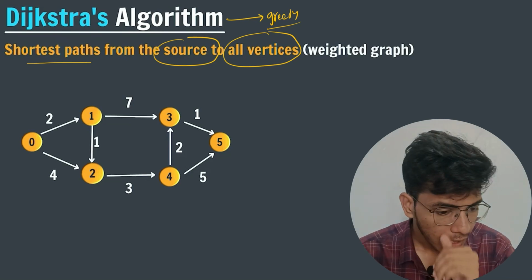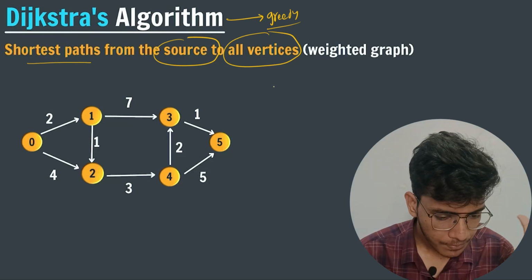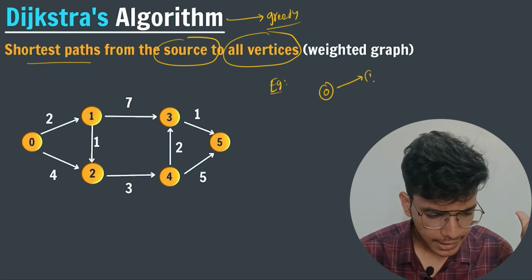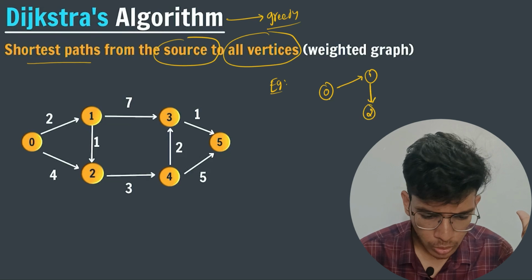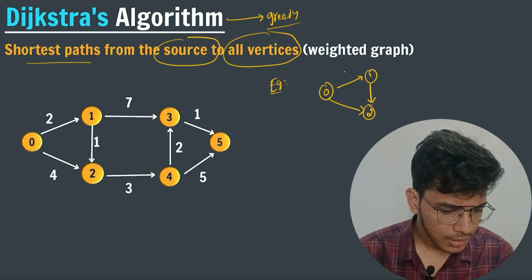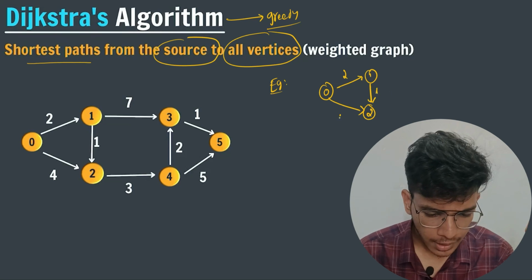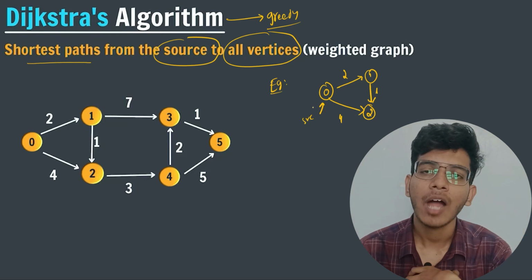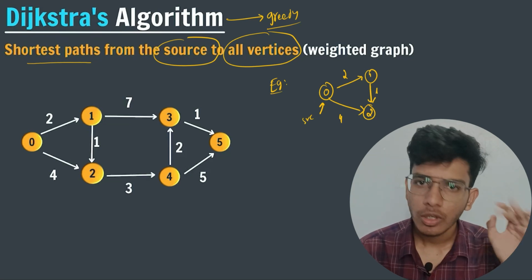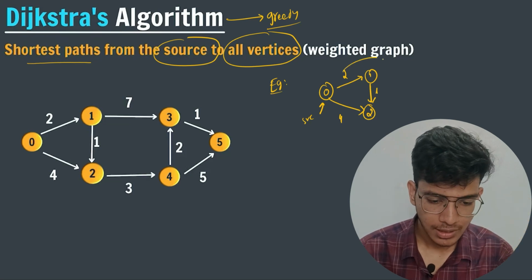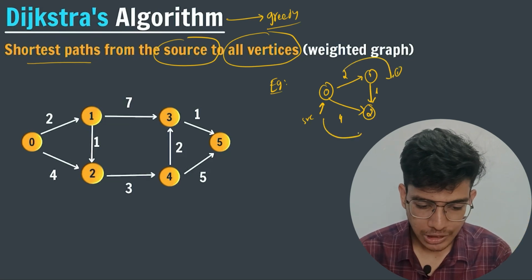For example, let us consider that I have a component like this. Node 0 is connected to 1 and 1 is connected to 2, and something like this. I have a structure like this, and the weights are 2, 1 and 4. Now my source node is 0 and I have to travel from 0 to 2. Now if you observe, from 0 to 2 there are two paths. This is path 1 and this is path 2.